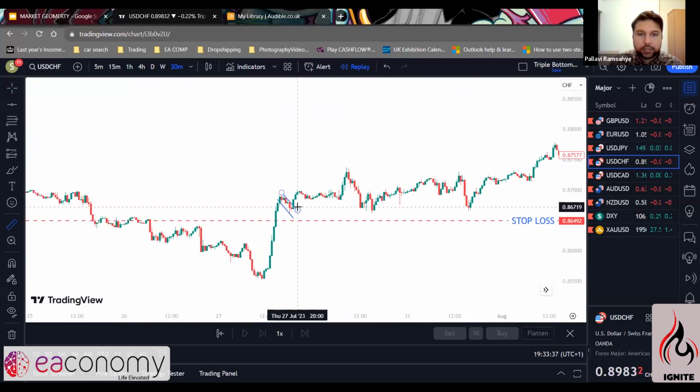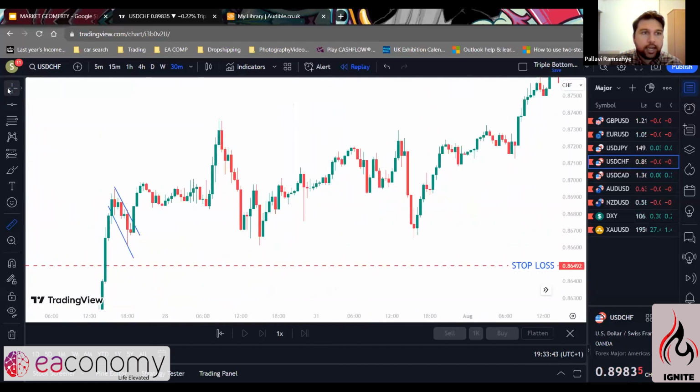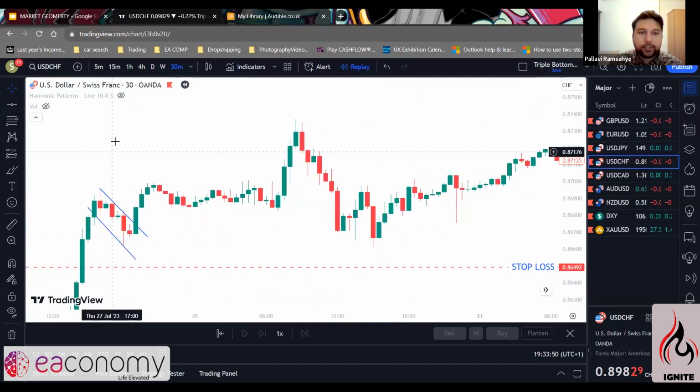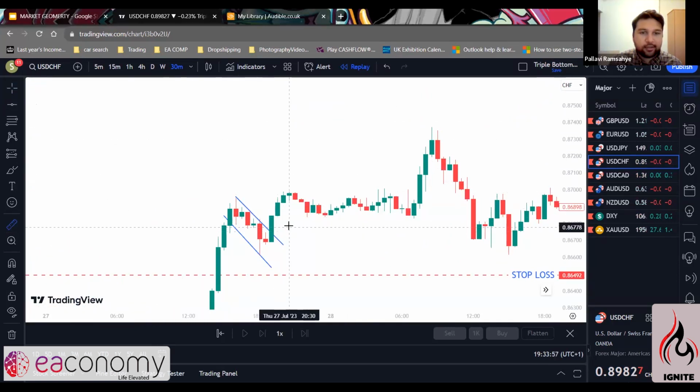Once we enter this, can anybody tell me where we're measuring the take profit from? Where are we measuring this take profit from? Can anybody pop that in the chat? It's very simple. From the top of the flag, perfect. So from the breakout, yeah. The breakout, let's just say it was right there.